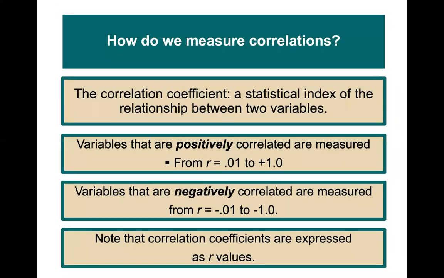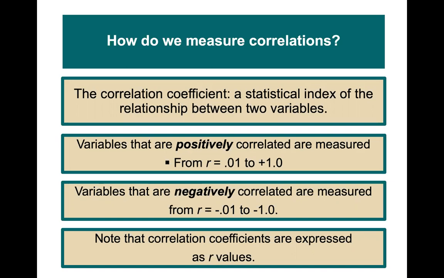Well, we use a correlation coefficient, of which there are several different ones. Most often used is the Pearson product moment correlation. A correlation coefficient is a statistical index of the relationship between two variables. Variables that are positively correlated are measured. So r is usually the term that we're using when we're talking about correlation in statistics. And r ranges for positive correlation from 0.01 to 1.0. 100% correlated would be a value of 1.